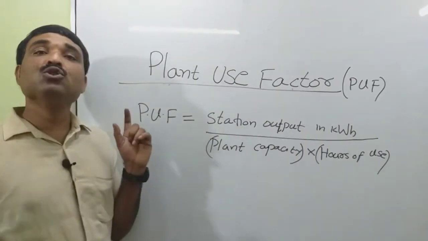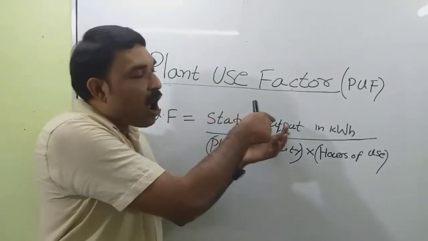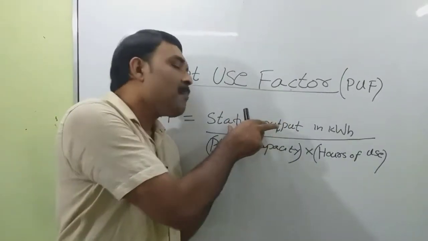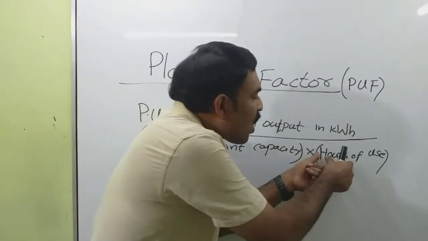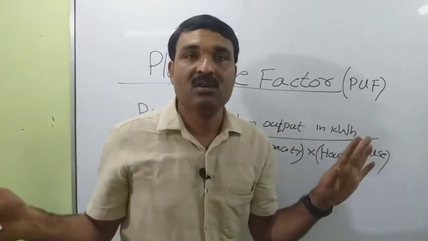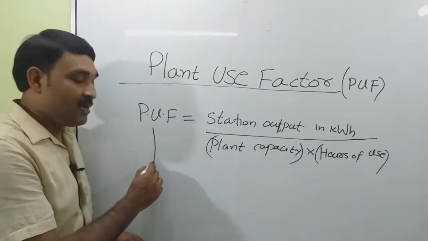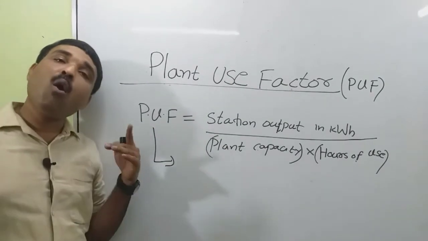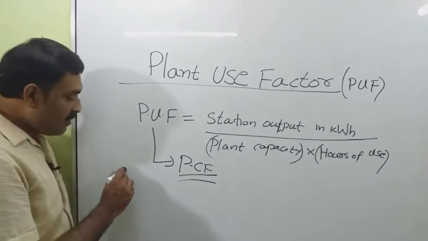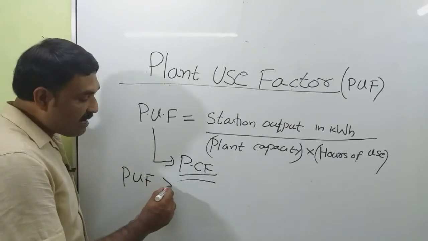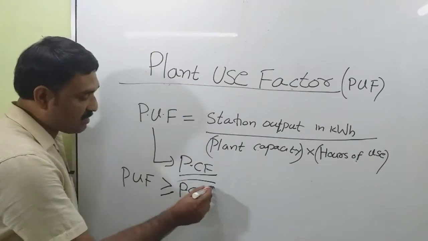Next is planned use factor. The planned use factor is defined as the station power output in kilowatt hour, that is the power generated in the power station, divided by planned capacity into hours of use of plant, or hours in which plant is in operation. Planned use factor is always more than or equal to planned capacity factor. Planned use factor greater than or equal to planned capacity factor.